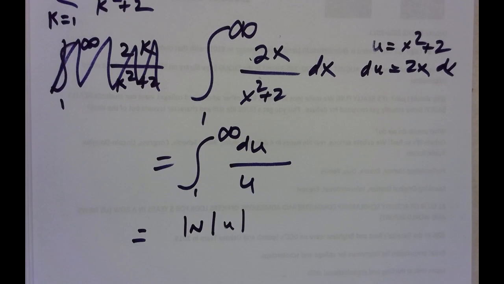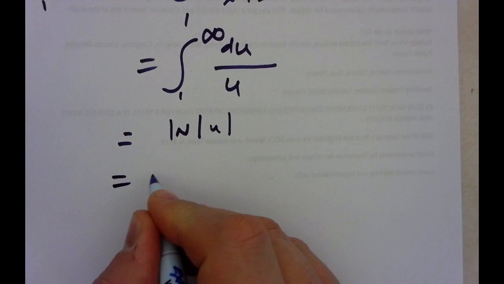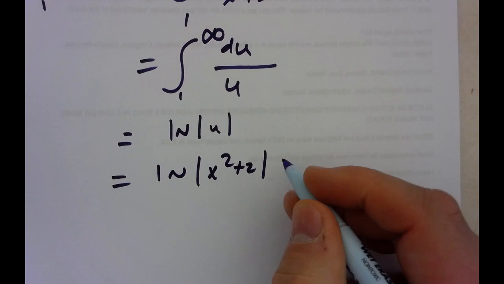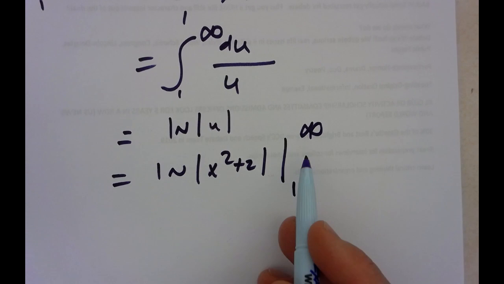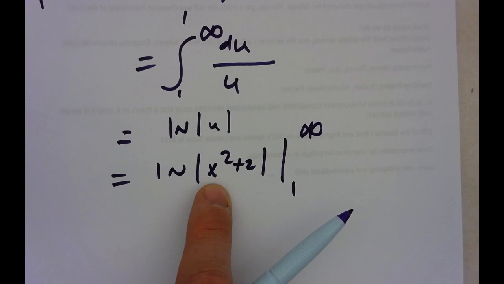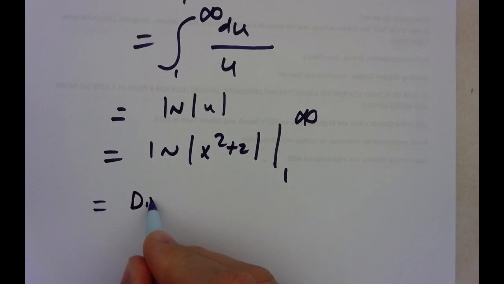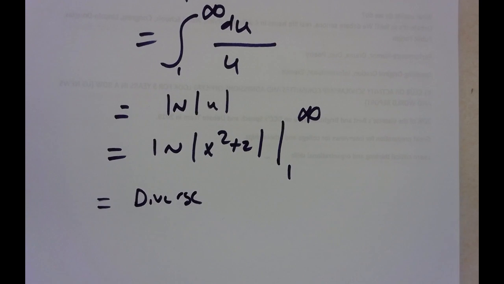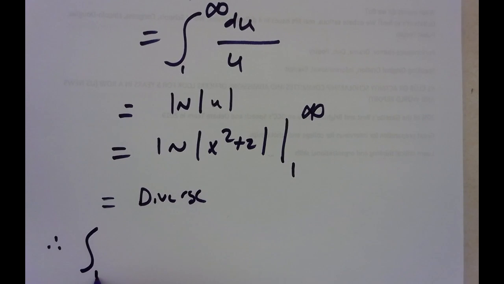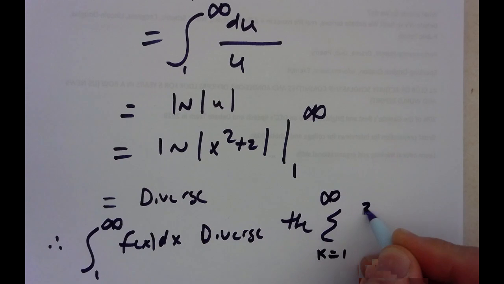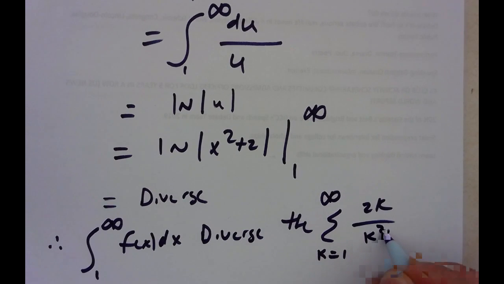All right, then substitute u back. We get log of x squared plus 2. Now, as x goes to infinity, what is this going to do? Diverge. Now, here's what you actually put for your answer: because the integral from 1 to infinity diverges, the series from k equals 1 also diverges.